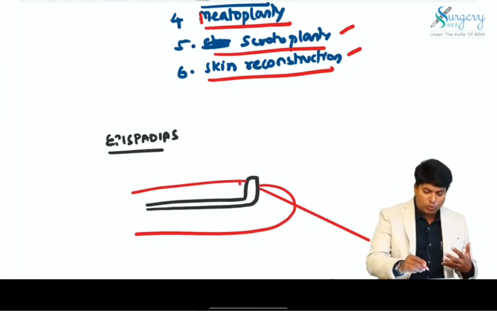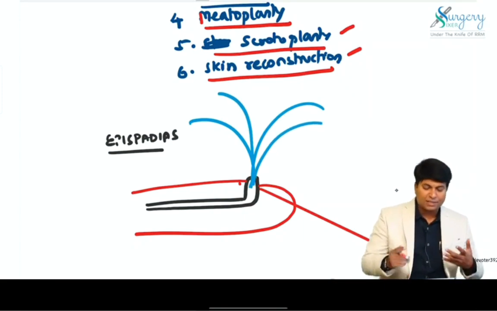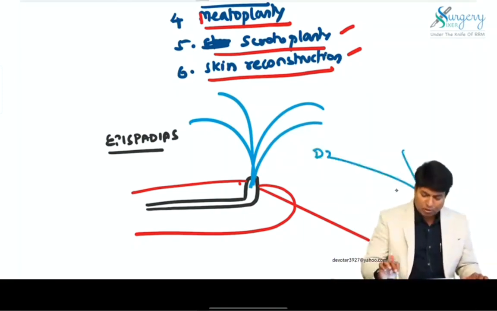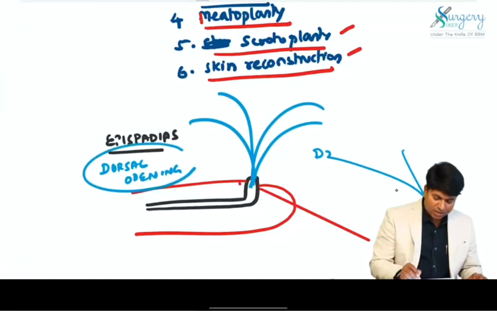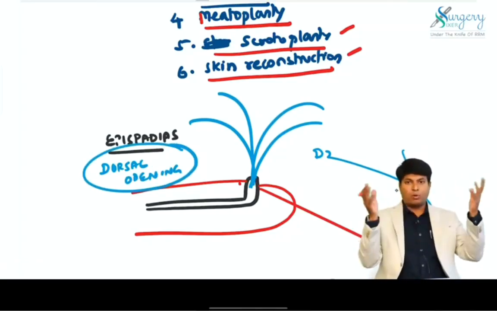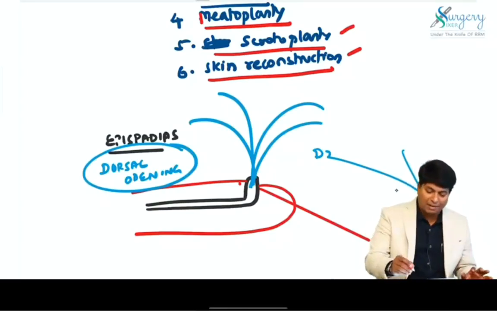So when the patient passes urine in a standing position, it will flow like a fountain. So dorsal opening of the urethra is known as epispadias, in which the urine will come out like a fountain from up. Most worst anomaly, but luckily this is a rare anomaly.